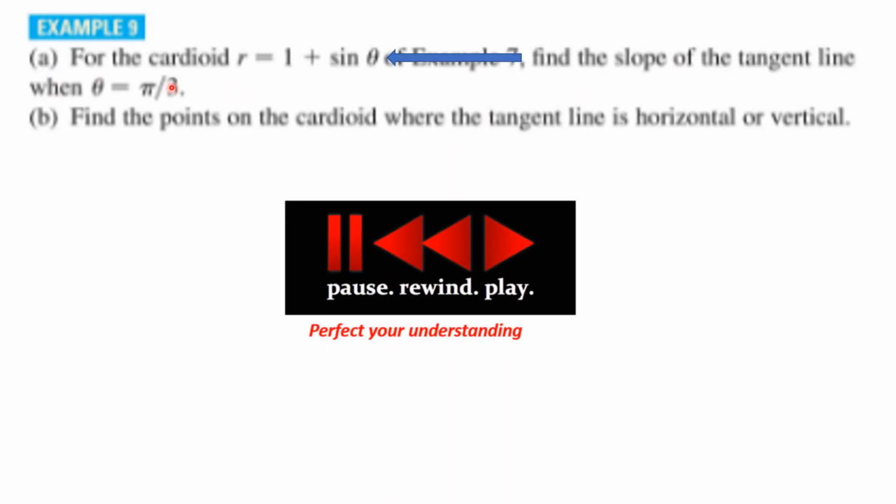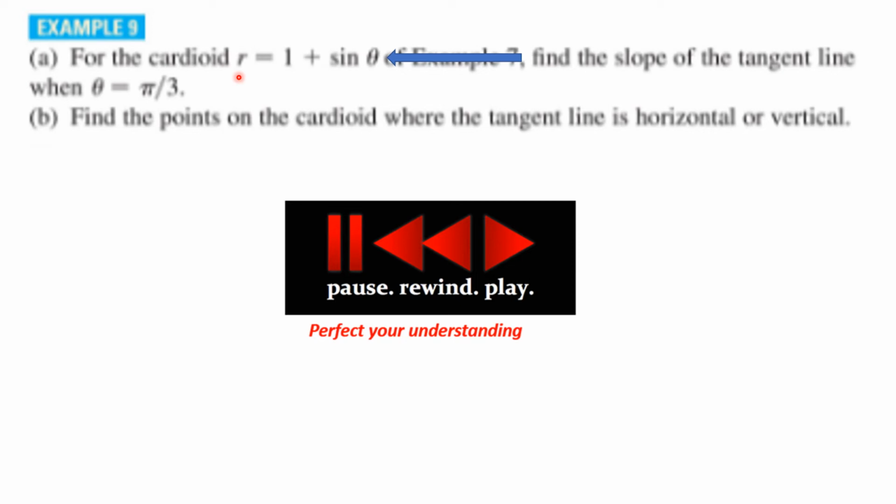Let's do another one. So now we're talking about, this is going to be a cardioid, which we studied in the earlier section. So r is equal to 1 plus sine theta. I will show you a graph, but I would ask the question in this way. You want to find the slope of the tangent line when theta equals pi over 3. Now notice that I'm not asking you to find the whole equation, just the slope. I could ask you to find the whole thing.